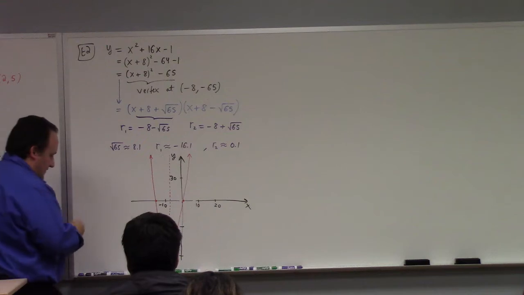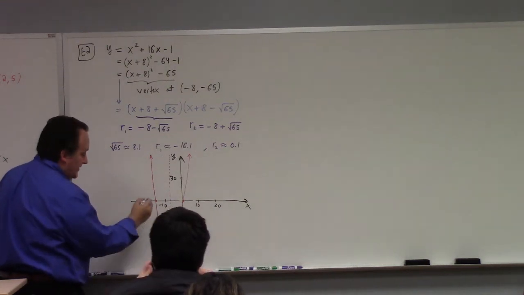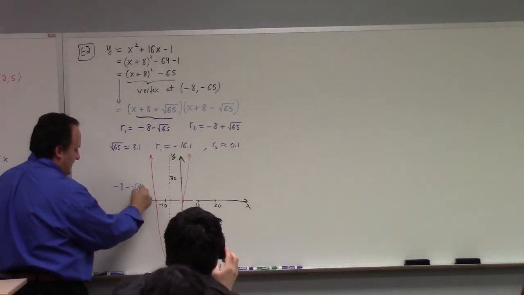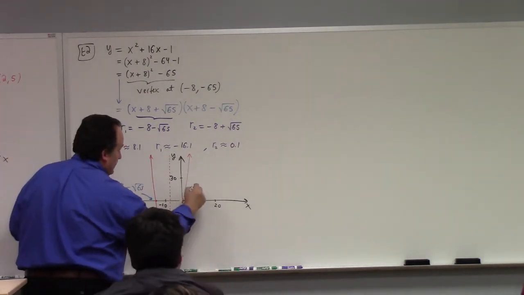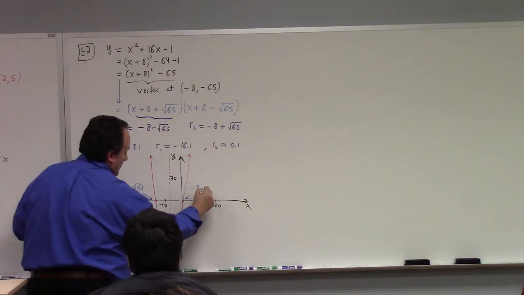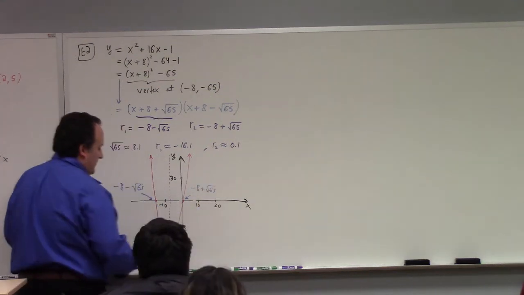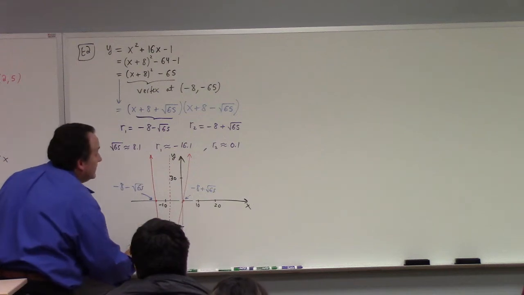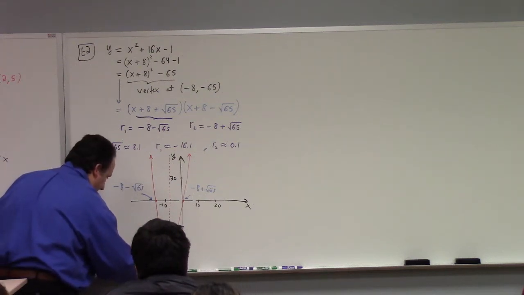But just to be precise, we can label the x-intercepts, right? The x-intercepts: minus 8 minus the square root of 65 on this side, and this one is minus 8 plus the square root of 65 is my x-intercept over there. And my vertex down here is (minus 8, minus 65).